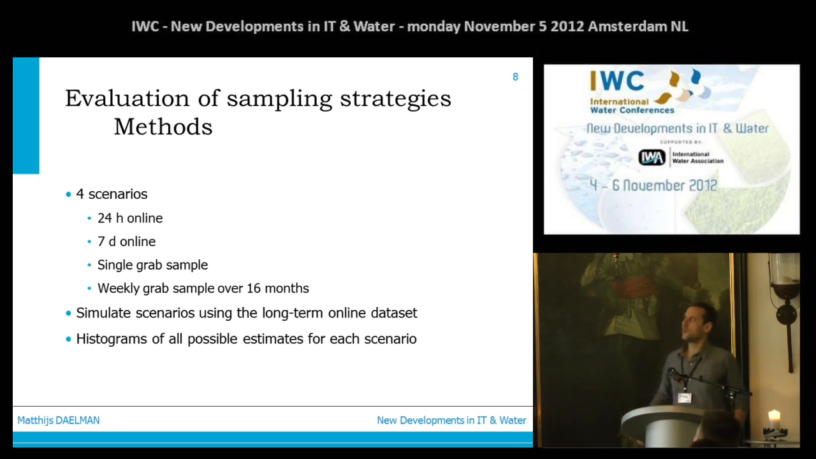So what do we do? From the previous studies I showed on the previous slide, we distilled 4 scenarios. You can go out to a wastewater treatment plant, install your equipment and start measuring for 24 hours, online measurement. You can do that for 7 days. One of the studies just went to a wastewater treatment plant, took a single grab sample and analyzed it back in the lab. Another strategy took a weekly grab sample every week. We applied this to the entire data set, so 16 months. We simulated these scenarios using our own data set, and we put the results in histograms to compare them.